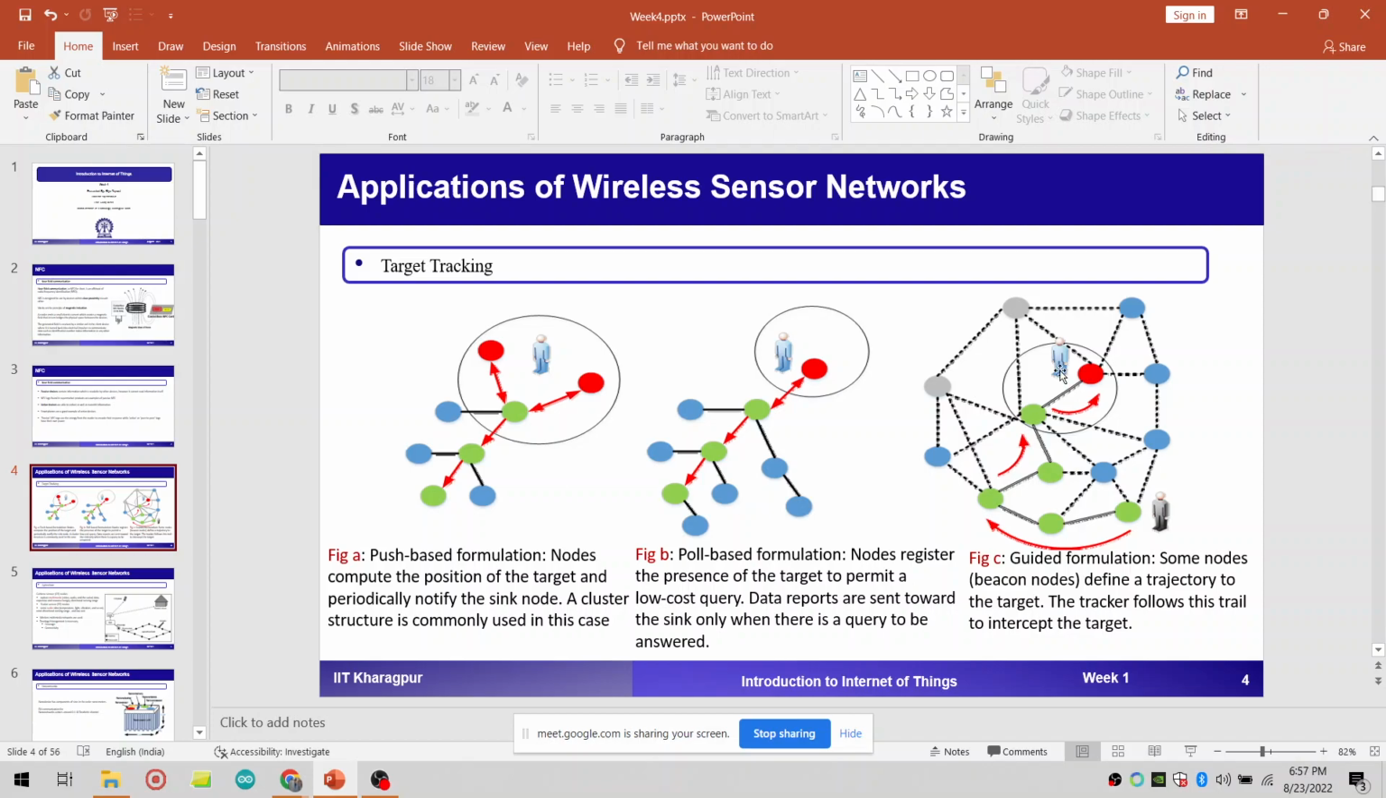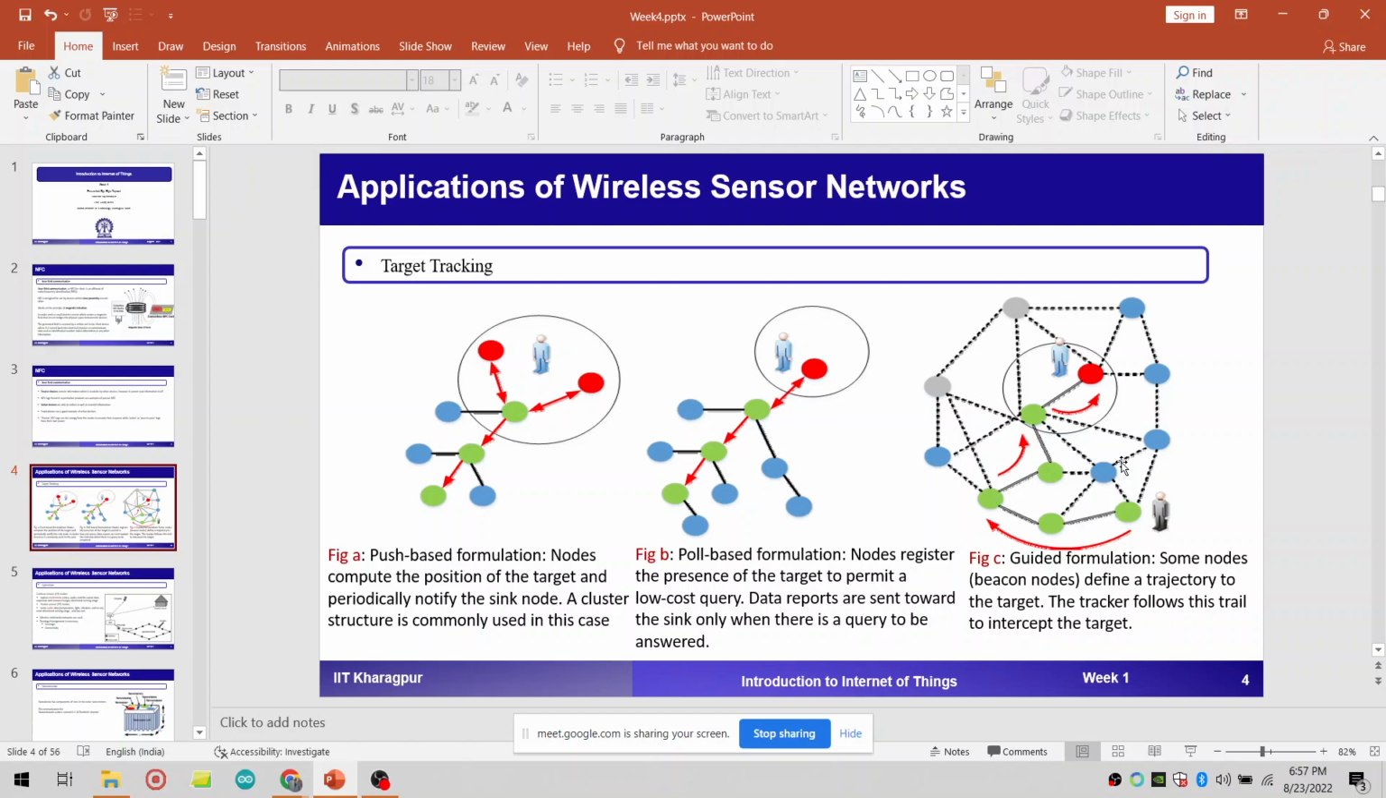On the basis of your previous data, these beacon nodes are going to provide the trajectory that your target is following. And on the basis of that trajectory, your sensor nodes are going to detect or track the position of your target. Right?